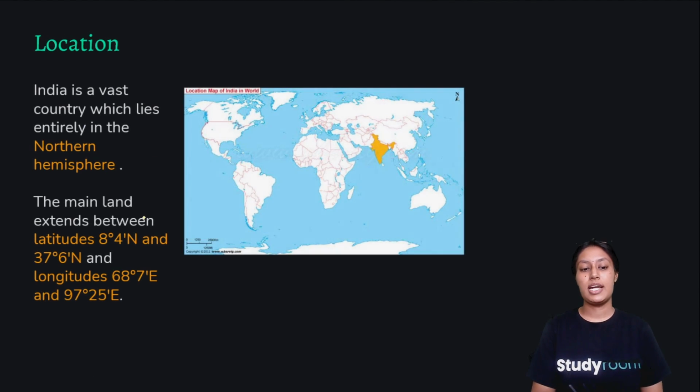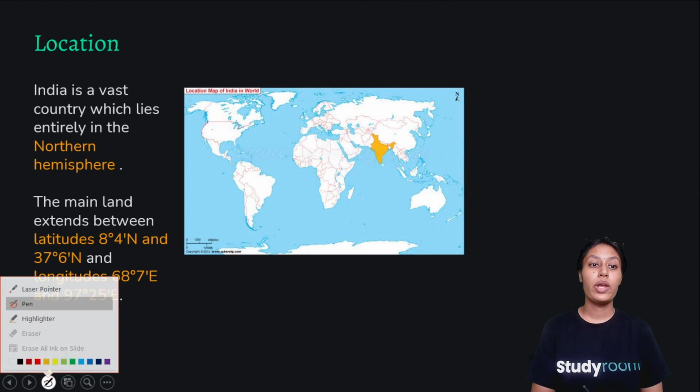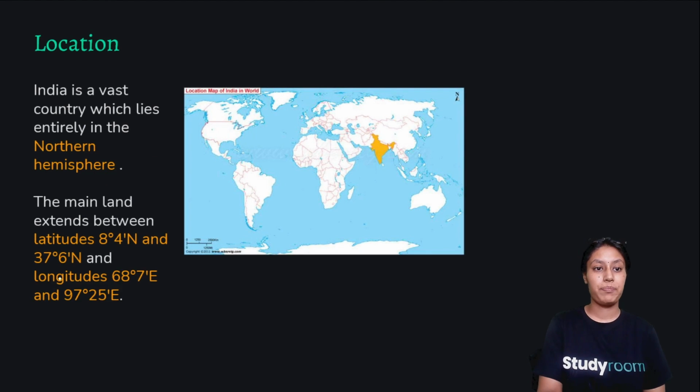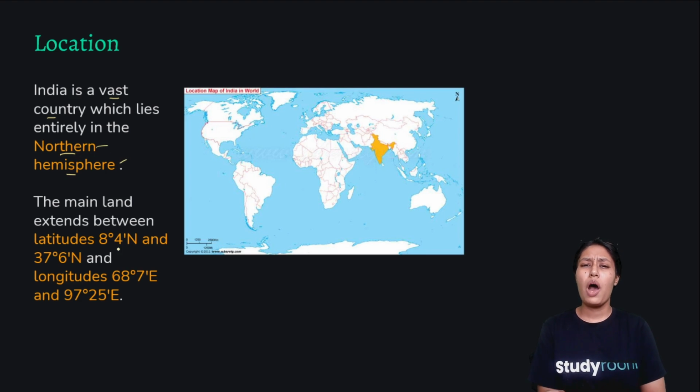The first topic that we will study is location. Location of our country. India is a vast country. We all know that India is a very vast country, as you can see from the picture, which lies entirely in the northern hemisphere. How do we get to know if it's in the northern hemisphere or in the southern hemisphere?